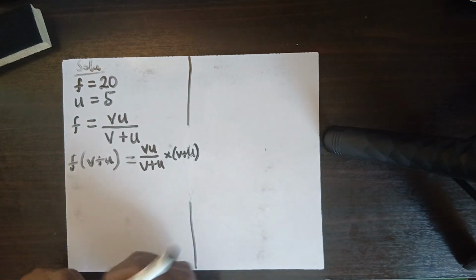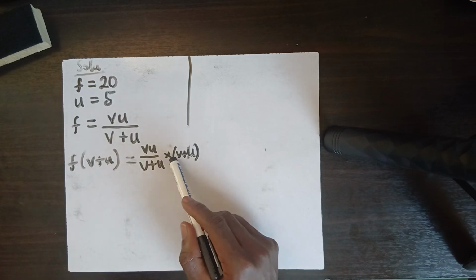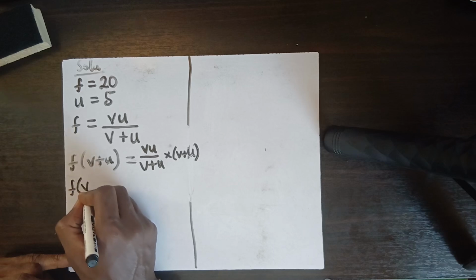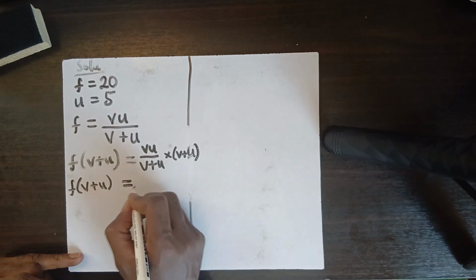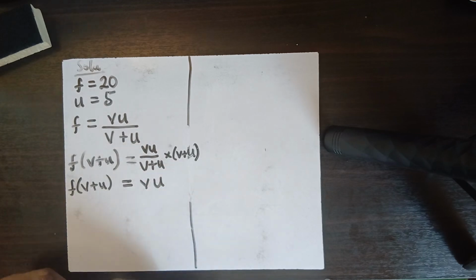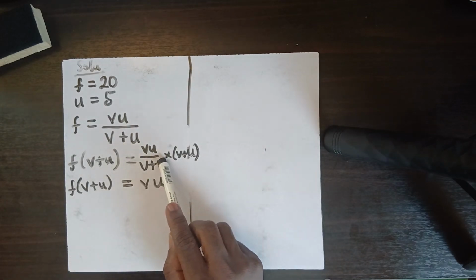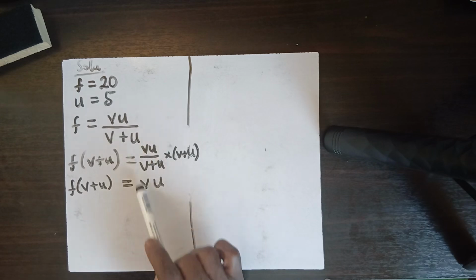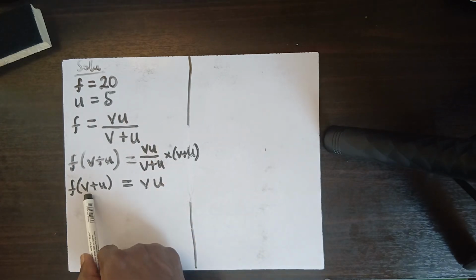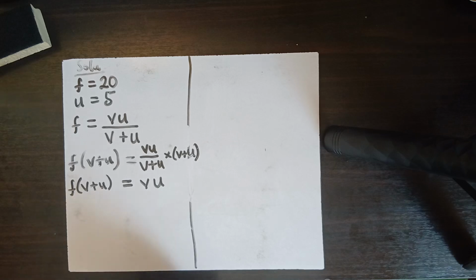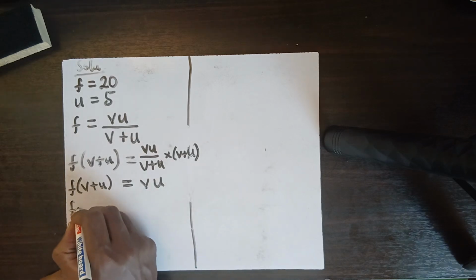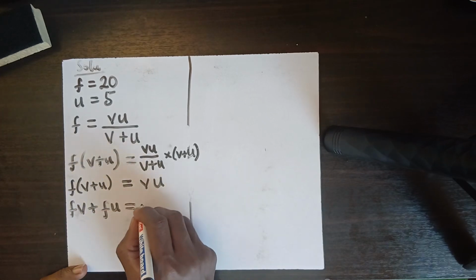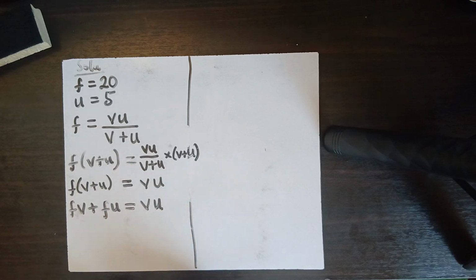When we do this, you can see that this V plus U will cancel out this V plus U, so that on the left hand side we have F times V plus U equals VU. Remember that the V plus U down here has cancelled out the V plus U here. So on the right hand side we have only what is at the top, VU. And then we can use the distributive property here. So F times V is FV, then F times U is FU. Then on the right hand side we have VU.